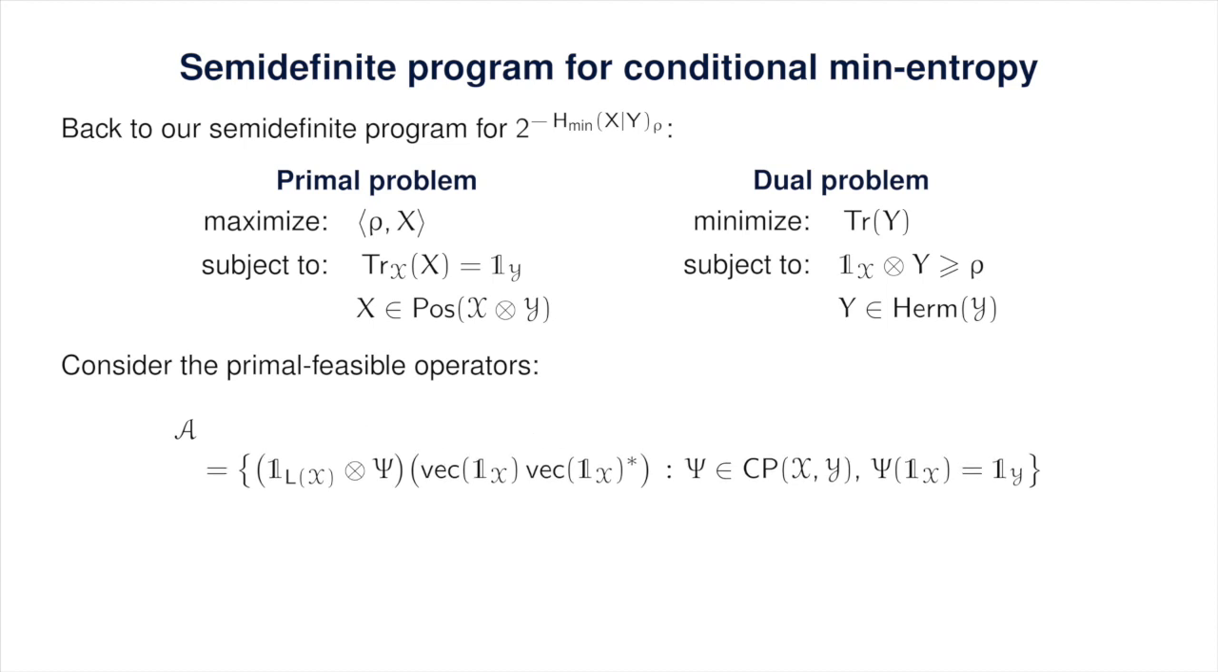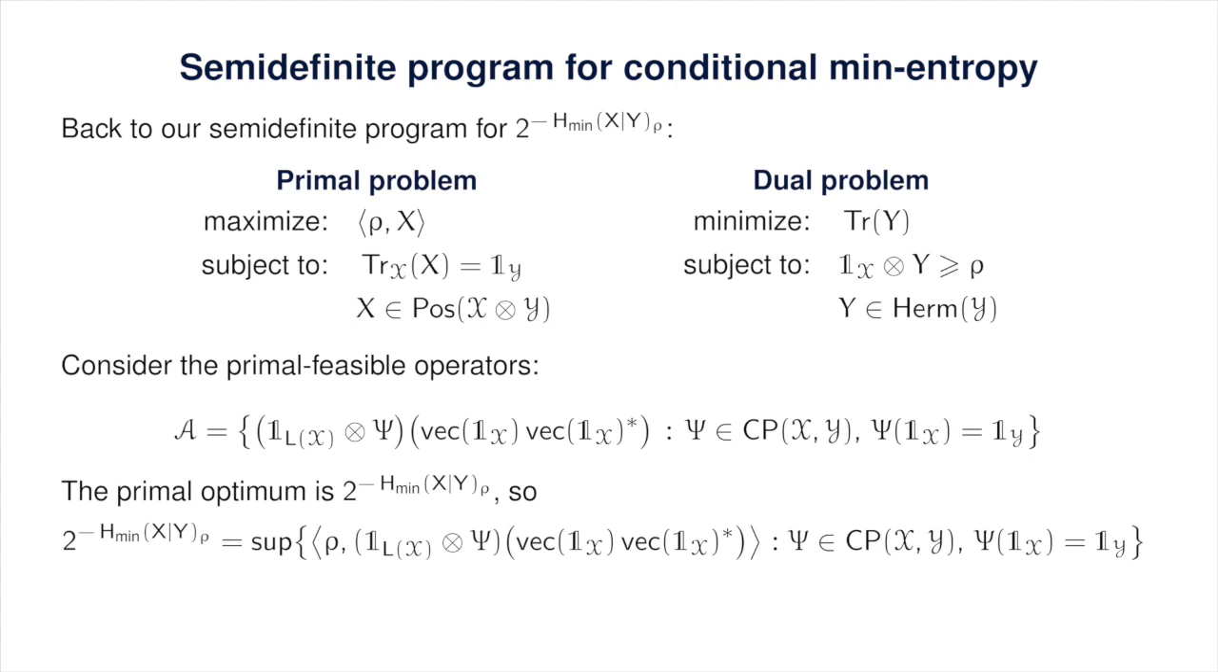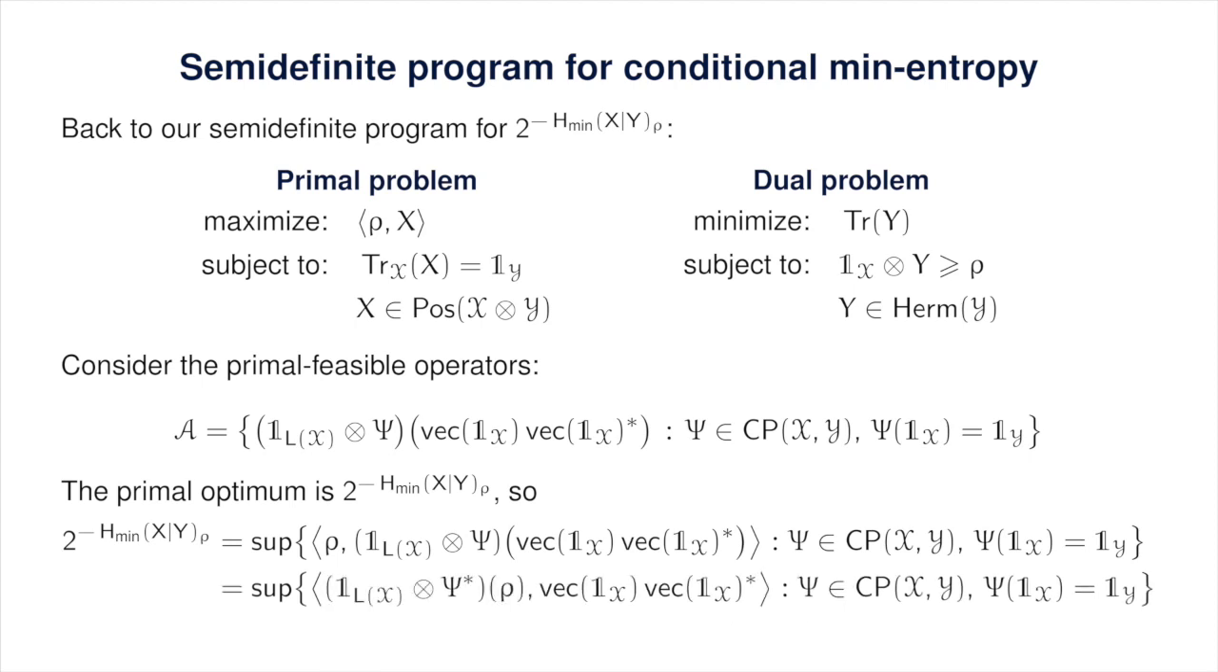Now, remember that the optimal value of the semi-definite program is the negative exponential of the conditional min-entropy of x given y, and so we have this expression for this quantity. We can now flip psi to the other side of the inner product by taking its adjoint, and we obtain this. Of course, as we range over all completely positive and unital maps psi from Lx to Ly, the adjoint psi star ranges over all channels from y to x. Here I've used the letter psi to refer to the channel.